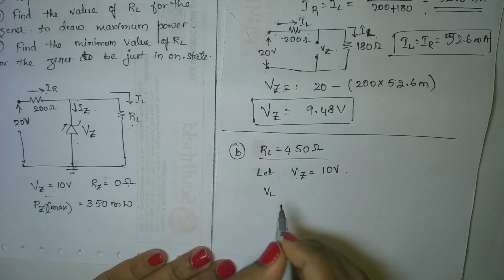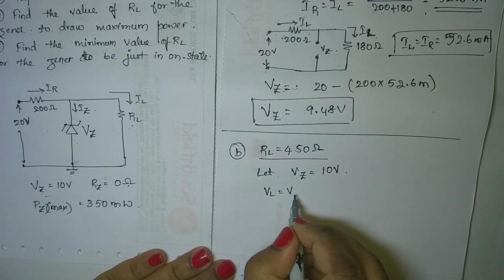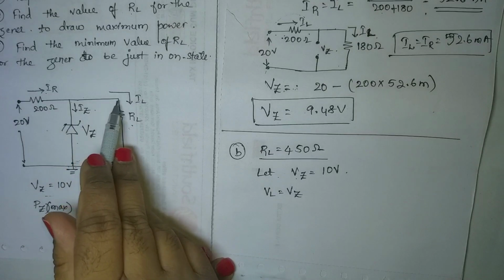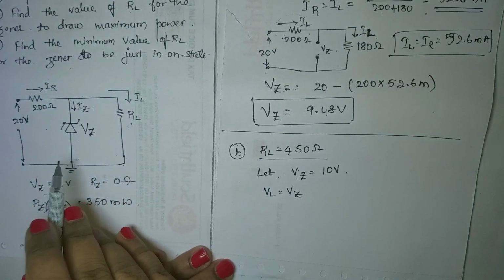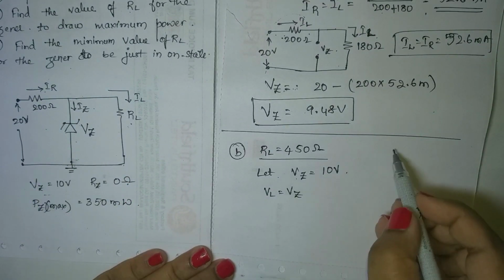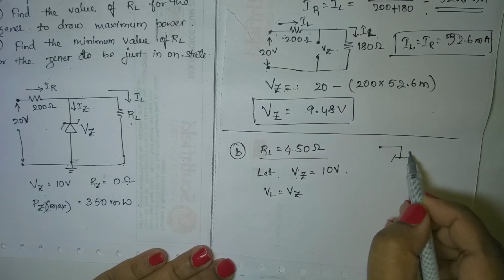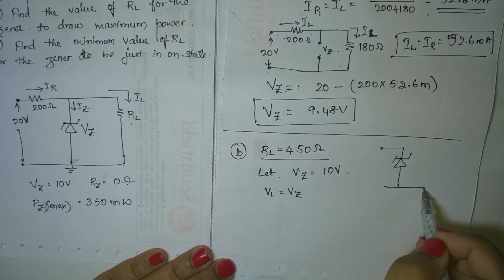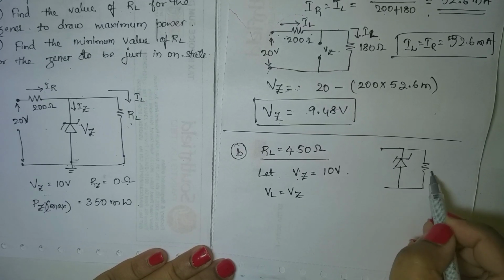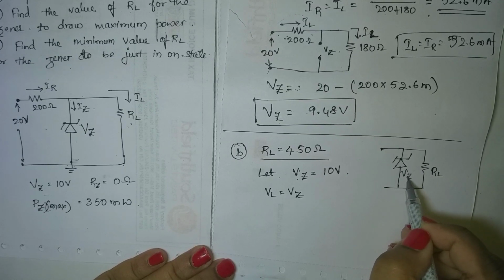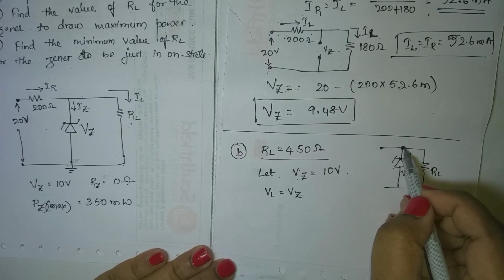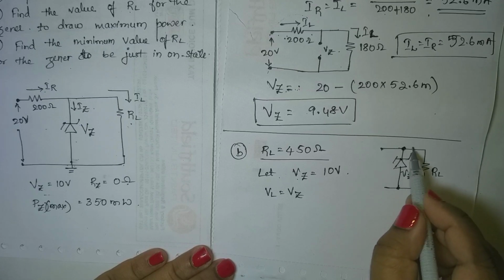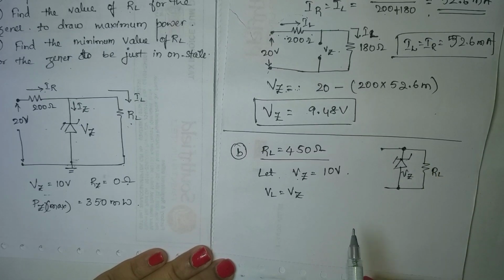Therefore, VL is equal to VZ, because the load resistance and the Zener diode are both connected in parallel, right? Look at this. This is the way the load resistance RL and the Zener diode are connected. Therefore, the voltage drop between these two points will remain the same, right?